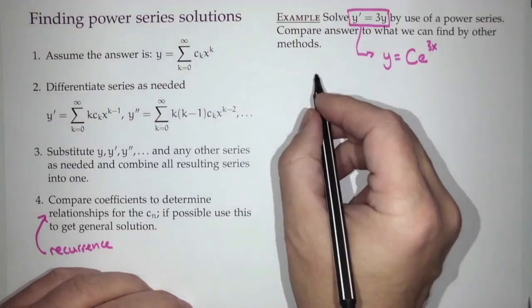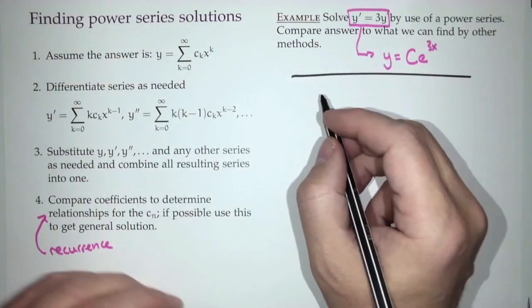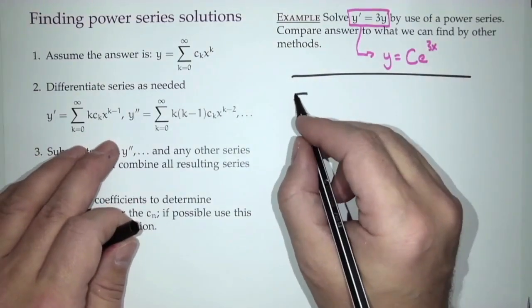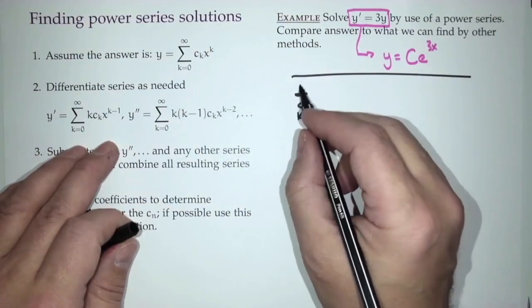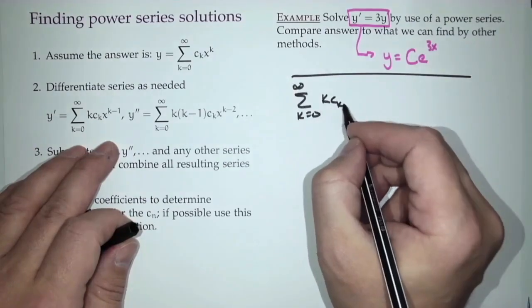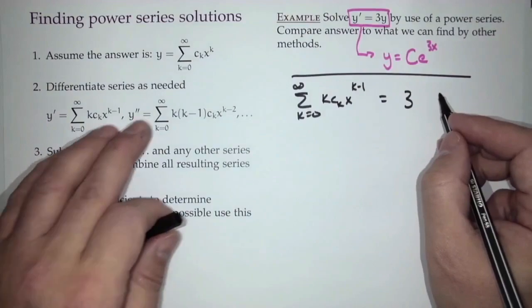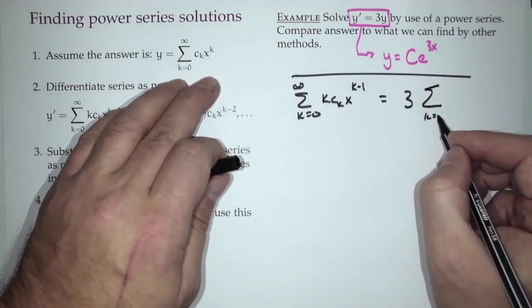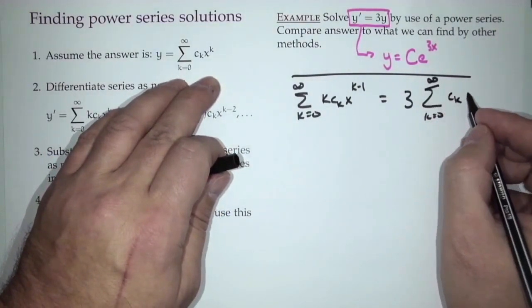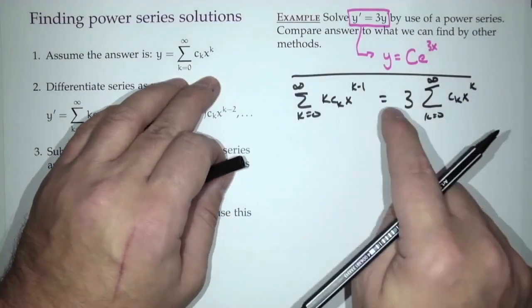So the idea for a power series would say, well, look, I know what y prime is. That's the sum from k equals 0 to infinity of k c sub k x to the k minus 1. And I'm going to set it equal to 3y, the sum from k equals 0 to infinity of c sub k x to the k. y prime equals 3y.